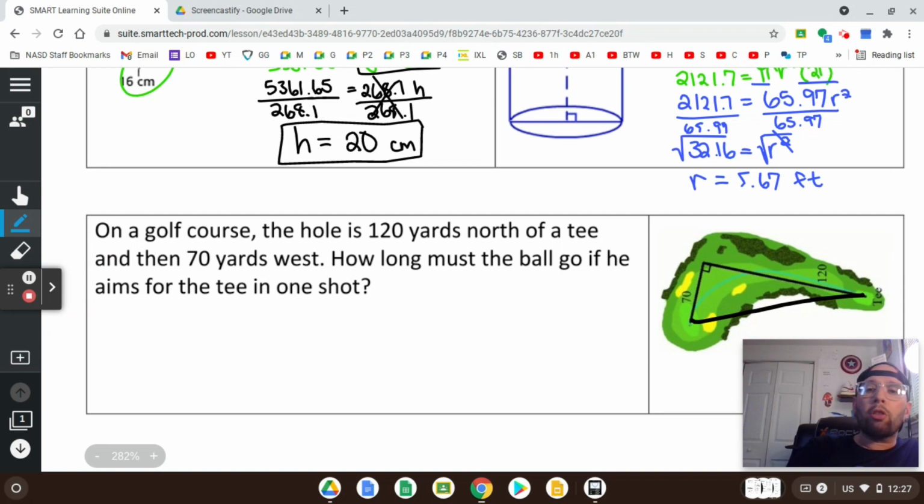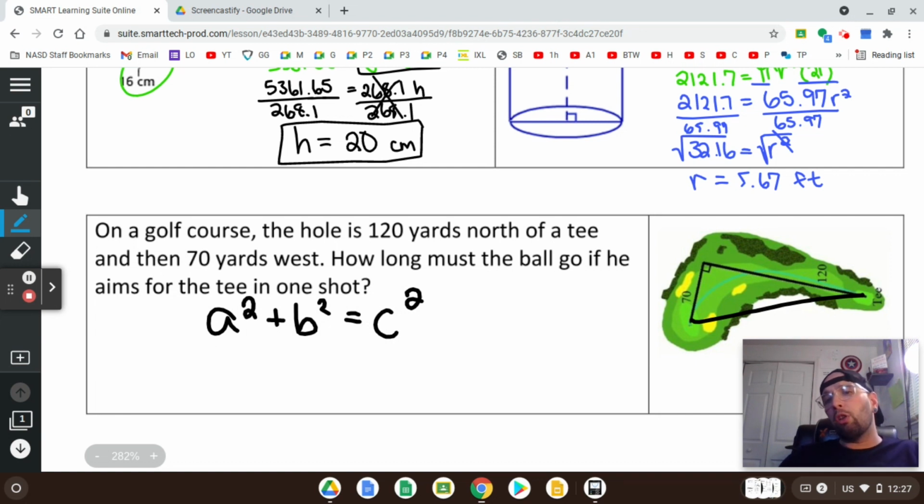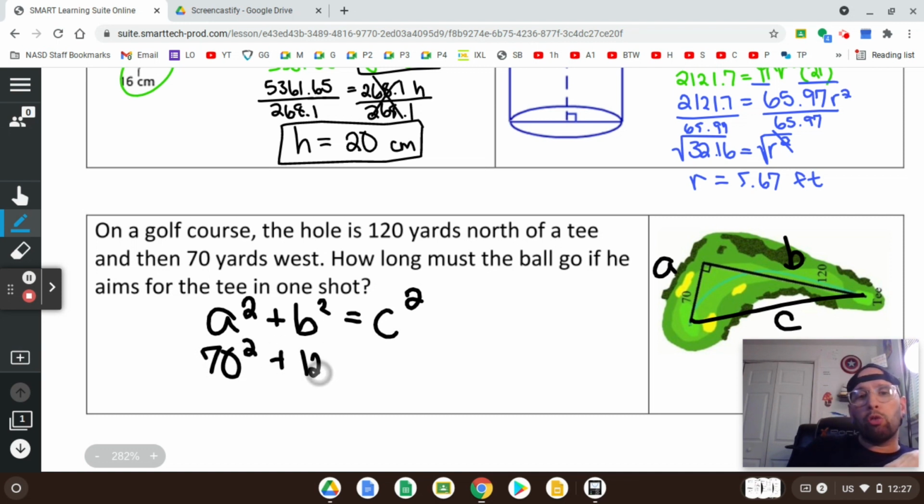So when you are trying to find the missing side of a right triangle, you use Pythagorean Theorem, which is a squared plus b squared equals c squared. Doesn't matter which one you call a or b, as long as you call the longest side, which is called the hypotenuse, c. You're a leg, I'll call you A. You're a leg, I'll call you B. And the hypotenuse, the longest side, is C. So I called A 70, so 70 squared. I called B 120, so 120 squared. And that's going to equal C squared.